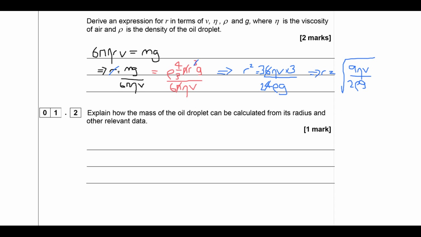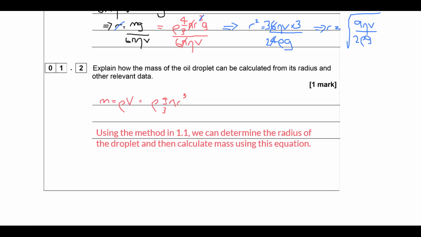Explain how the mass of the oil droplet can be calculated from its radius and other relevant data. If we can calculate the drop's radius, we can calculate the drop's volume, and if we know the density, we can use those two things together to find the mass. Using the above method, we've got r. So mass is the density times the volume, which is 4 over 3 pi r cubed. If we've determined the radius from the method above, we can then calculate the mass. And that's what I've just explained in the text.